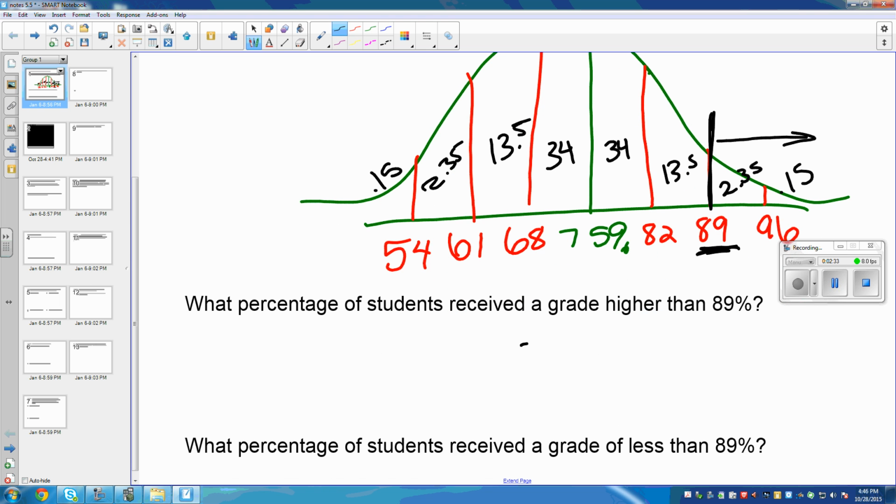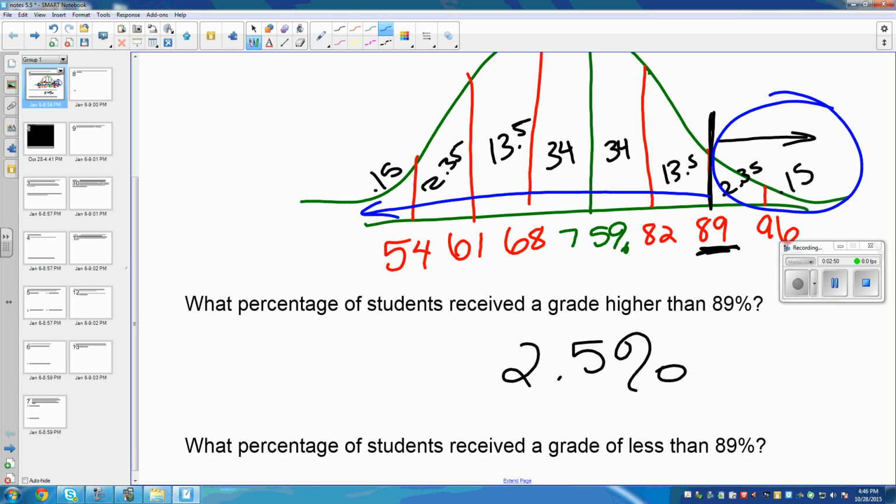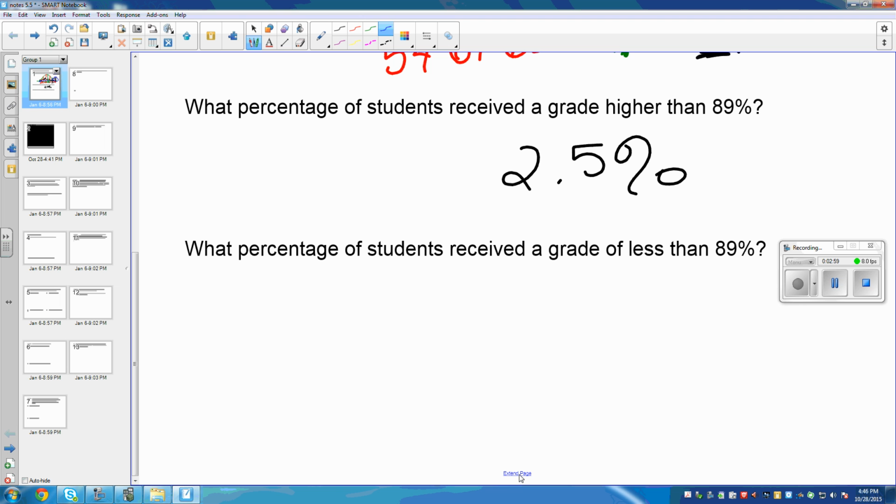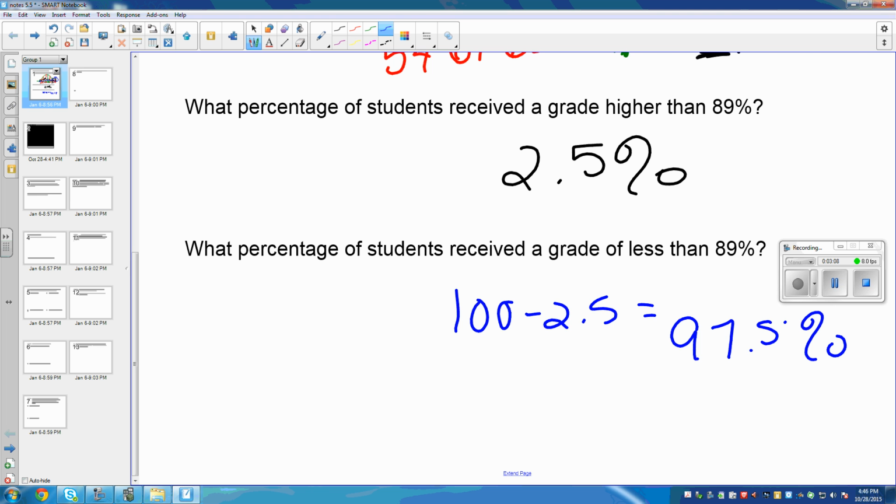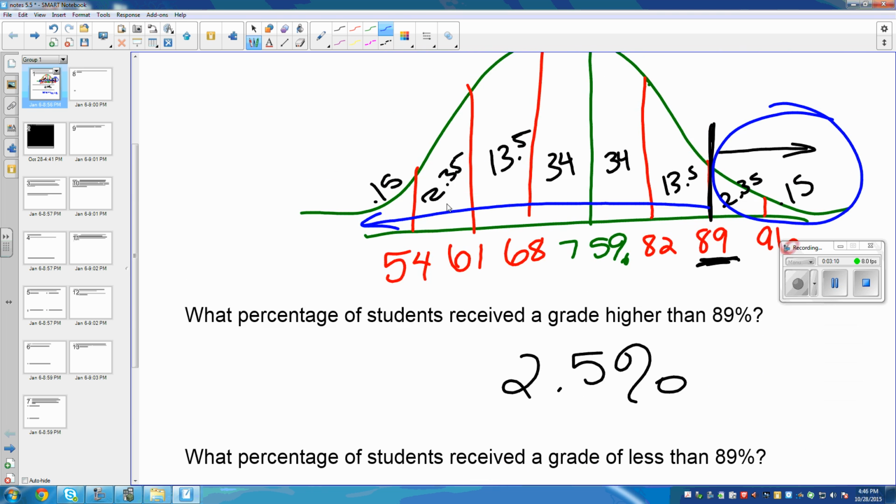Now, what percentage of students received a grade less than 89? Well, we can do that. That is actually all of these, right? And so instead of adding them up, I know this percentage is 2.5%, and I know the whole normal distribution is 100%, so it's 100 minus 2.5, which is really 97.5%. Okay? Now, the other way you could have done this was to add all these sections up, right? 0.15 plus 2.35 plus 13.5 plus 34. But we have to remember the normal distribution is a whole 100%.